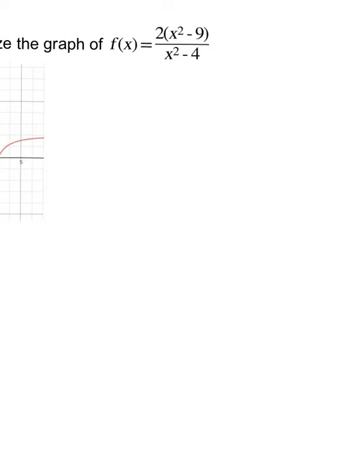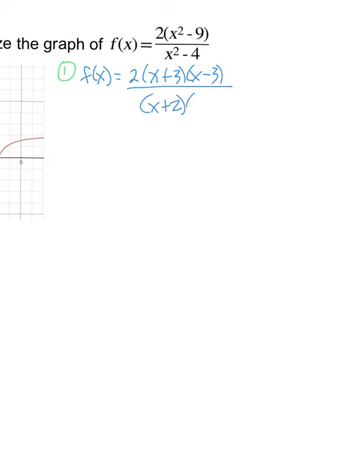So let's start by factoring the original function. So f of x is equal to 2 times x plus 3, x minus 3, x plus 2, x minus 2. Now nothing cancels out, so there are no holes. This gives us a couple of things. So I can figure out my vertical asymptotes. So vertical asymptotes from here.